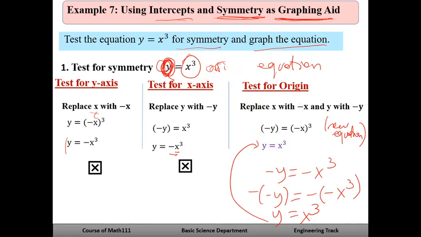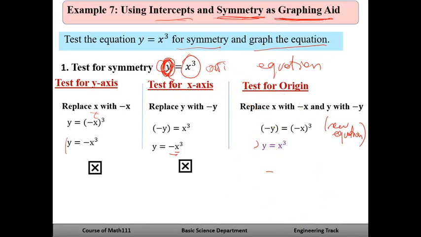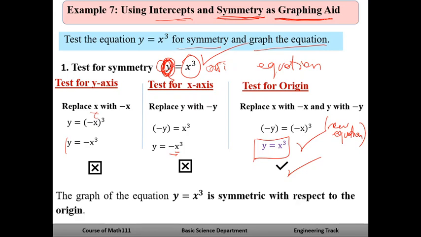So it means we got the same equation. Same, same. So the test works here. So there's a symmetry with respect to the origin. So you say the graph of the equation y equal to x cubed is symmetric with respect to the origin. So what does this mean? This means if you take any point on the graph, like for example, if it is something like that, you can reflect it through the x-axis, then the y-axis, so you will get the other part. So we will see how to apply it.